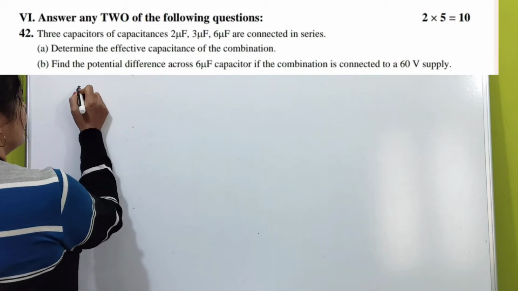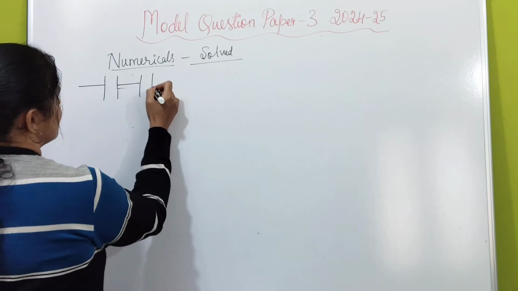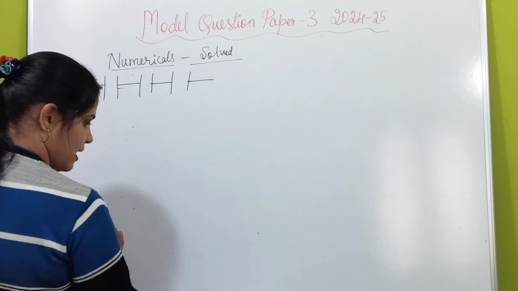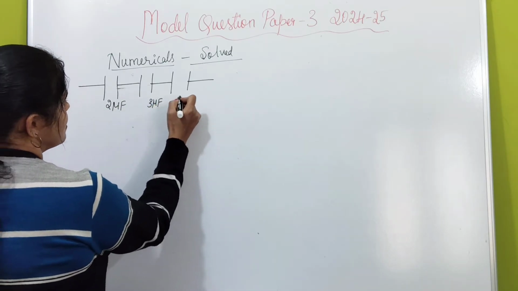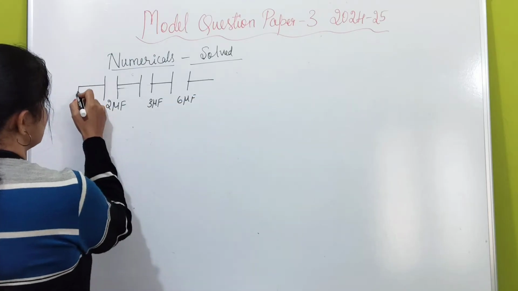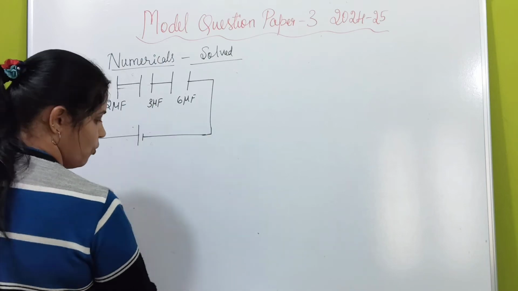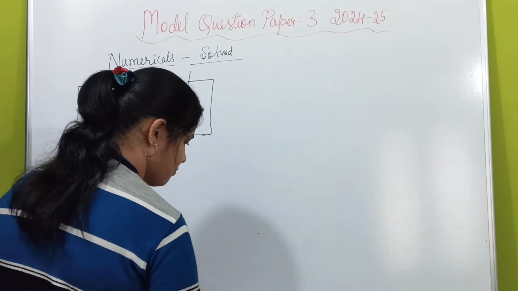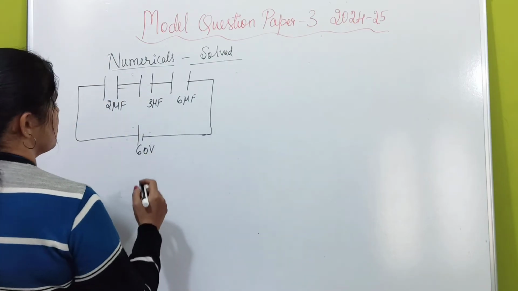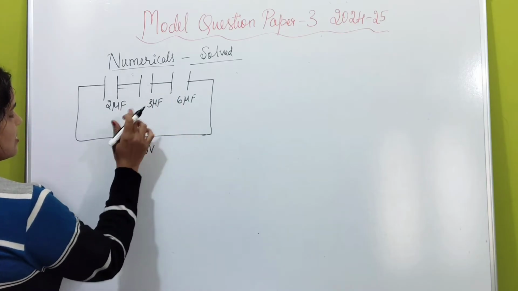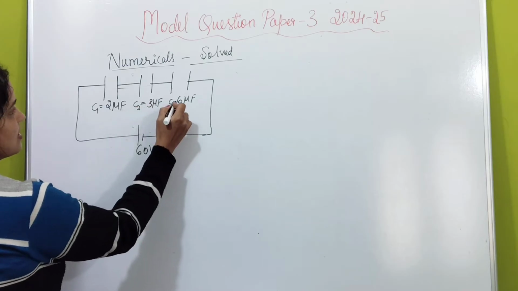So here there are 3 capacitors of capacitance 2 microfarad, 3 microfarad and 6 microfarad, which are connected in series, and the combination is connected across a battery of voltage 60. Okay. So how to calculate effective capacitance of these three? So this is C1, let us consider this is C2 and this is C3.